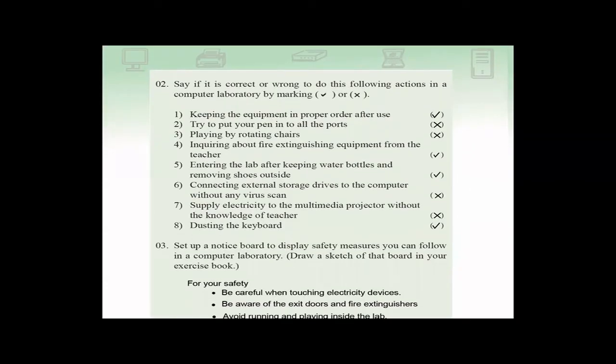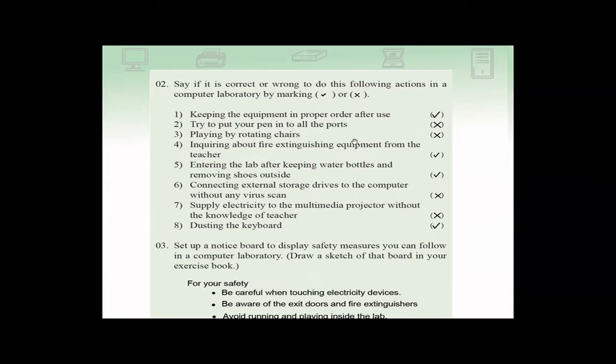In the second one, you have to tell whether these actions are correct or wrong in the computer lab. Okay, let's take the first one. Keeping the equipment in proper order after use. Yes, you have to keep your equipment in a proper place. Correct. Try to put your pen into all the ports. No, then all these ports will be damaged. Don't put, not only a pen, don't put anything into the computer ports, right? So it's wrong. Playing by rotating chairs. Playing inside the lab is not a good thing to do.